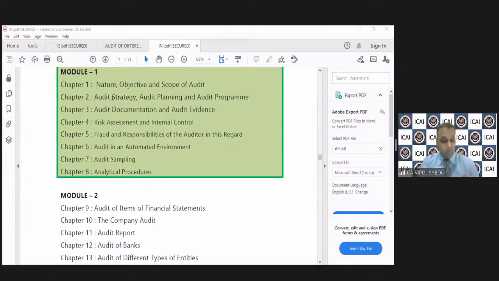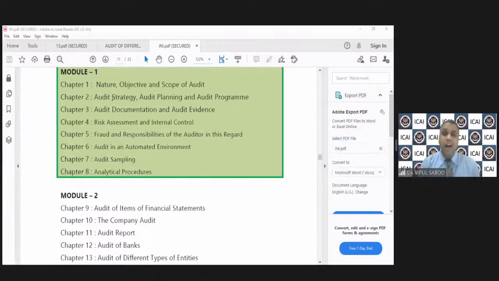For this, we need to understand what kind of entity is it, what are the bylaws or rules of that entity, the constitution, the organization, and how do we apply our audit knowledge, whether gained theoretically or practically, to that particular entity. So this is our topic of audit of different types of entities.